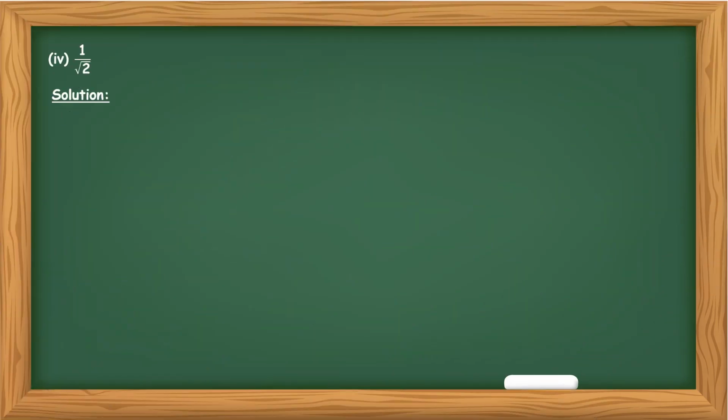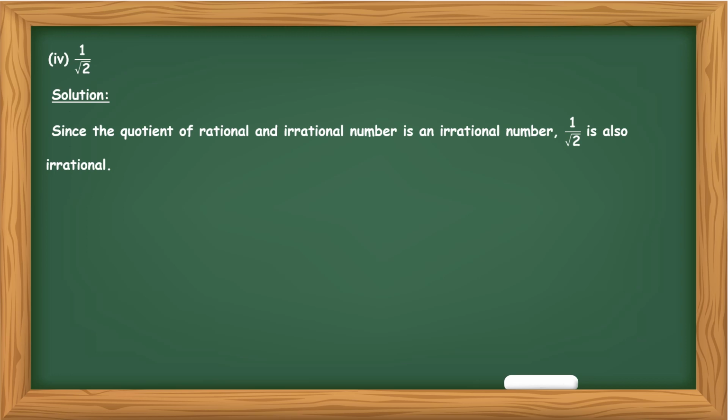The fourth question is 1 by root 2. Since the quotient of a rational number and an irrational number is an irrational number, 1 by root 2 is also irrational. That is, when you divide a rational number by an irrational number, the quotient which you will be getting will definitely be an irrational number.